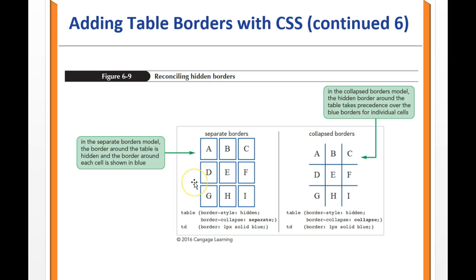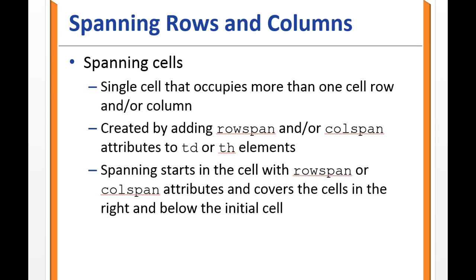In this example, as you can see on the left, in the separate borders model, the border around the table is hidden, and the border around each cell in blue is shown. But in the collapsed border style, the hidden border around the table takes precedence over the blue borders for individual cells. So that's the difference that you can see in reconciling hidden borders.